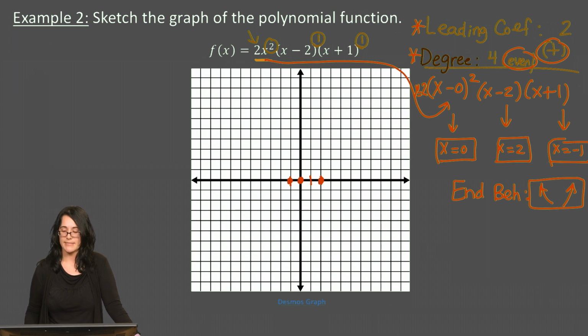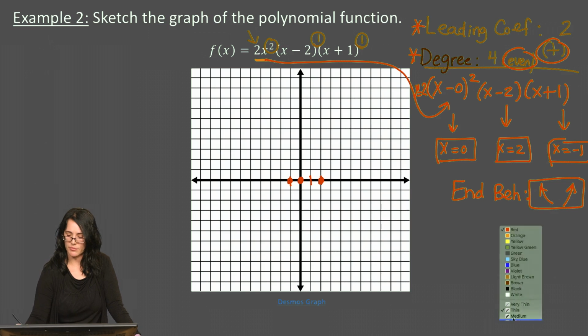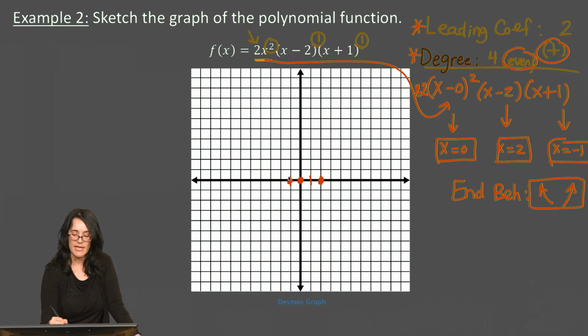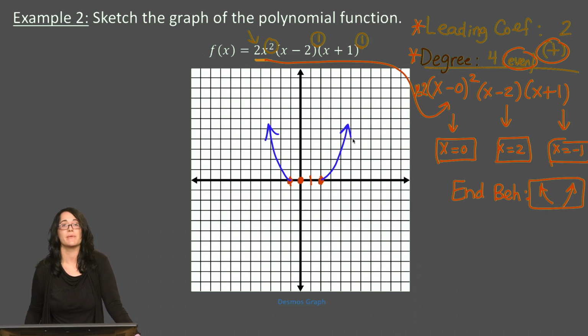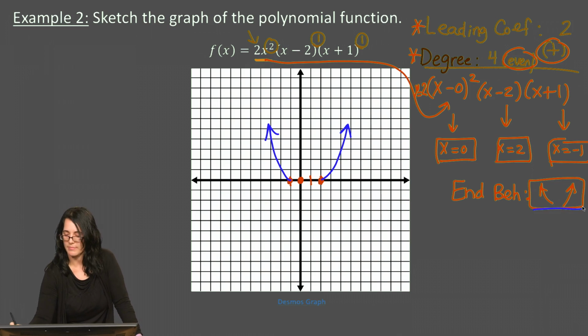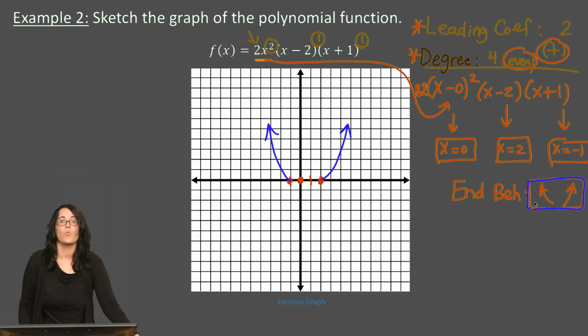So in this case, I know that at the ends, maybe I'll switch to blue, let's see. At the ends, I should be going something like this, right? And something like that. That should be happening at my ends based on my end behavior, right? What else do we know?